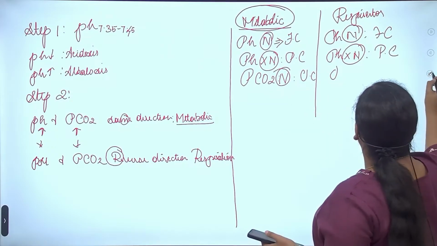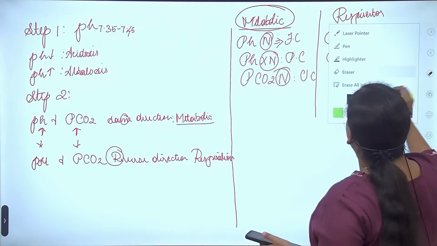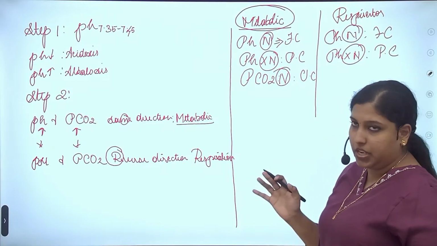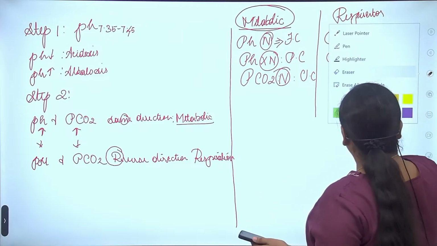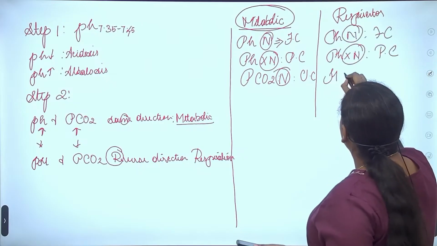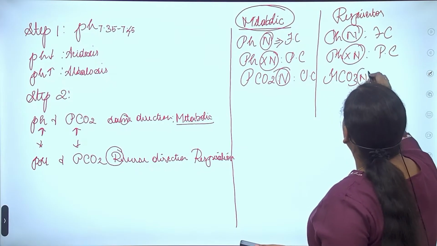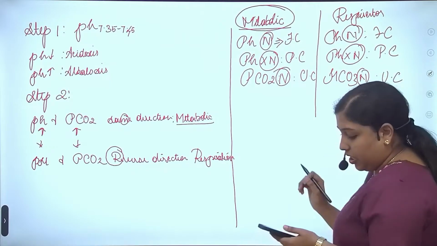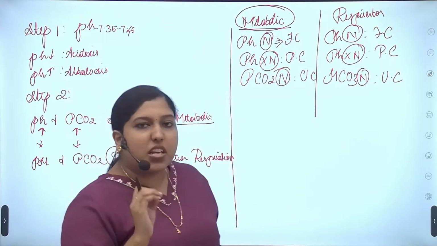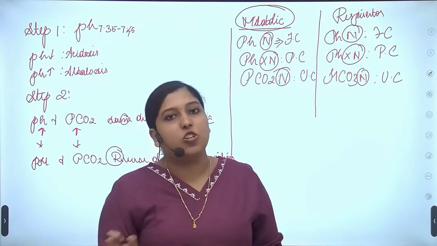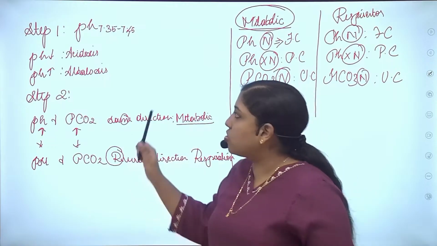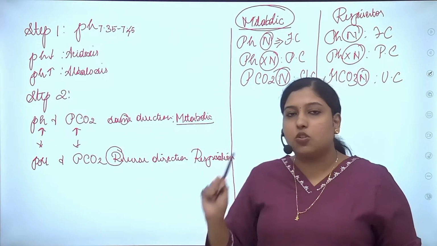In case the problem is in the respiratory state, you have to see the kidney's compensation in excreting the bicarbonate, right? So what you have to see? Here, when the HCO3 is at the normal level, then you have to identify it as uncompensated because the kidney is not trying to do any form of compensation. So these basic rules are very, very essential in order to clear any form of ABG MCQ, right?